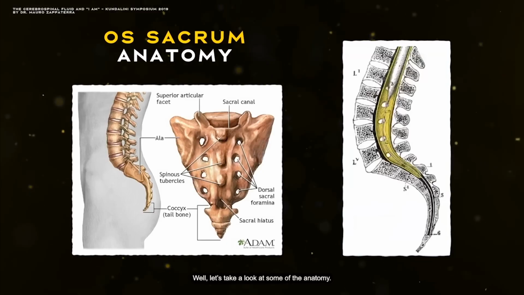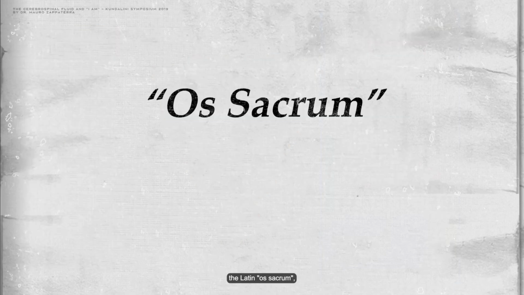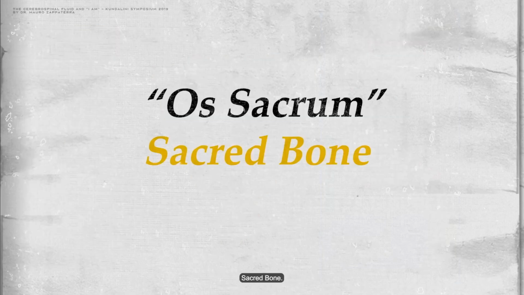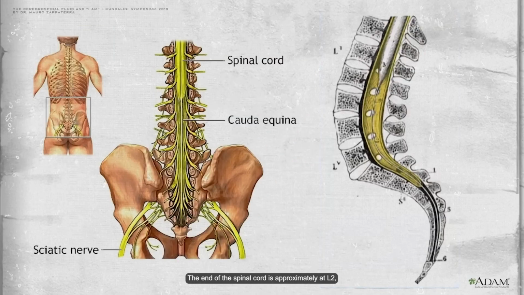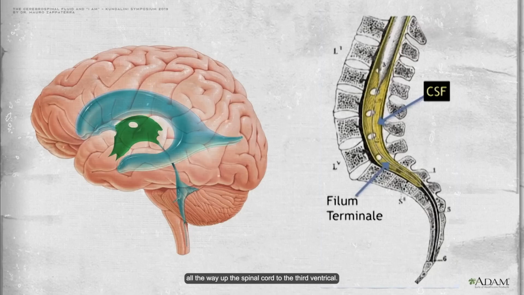Well, let's take a look at some of the anatomy. The sacrum is a large triangular bone at the base of the spine. The origin of the word comes from the Latin os sacrum, which means sacred bone. The end of the spinal cord is approximately at L2, and the CSF goes all the way down to about sacral level 2 or 3. Interestingly, there's a filament called the filum terminale that goes all the way down from the bottom of the spinal cord to the coccyx. Remember, within the spinal cord, there's a canal filled with fluid that goes all the way up the spinal cord to the third ventricle.